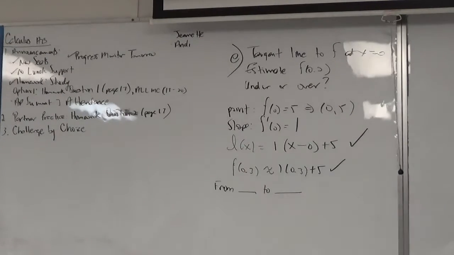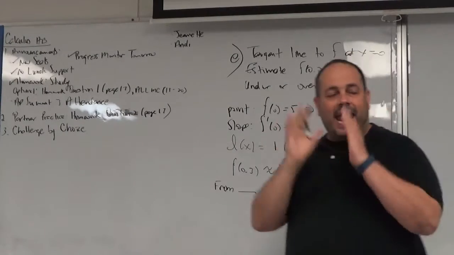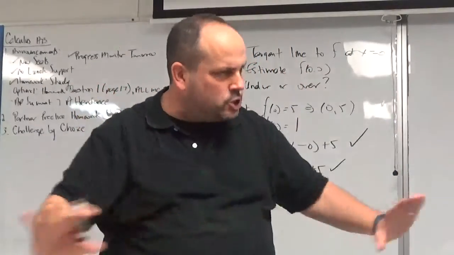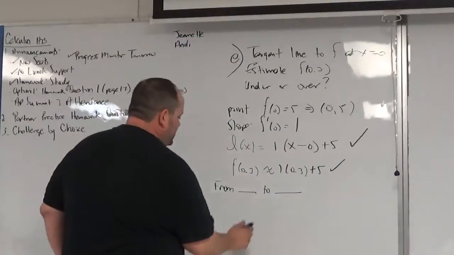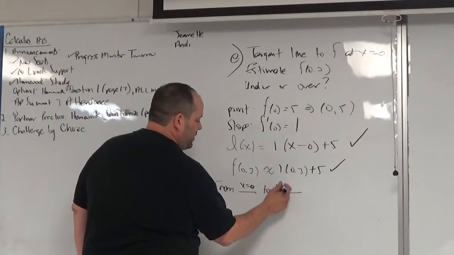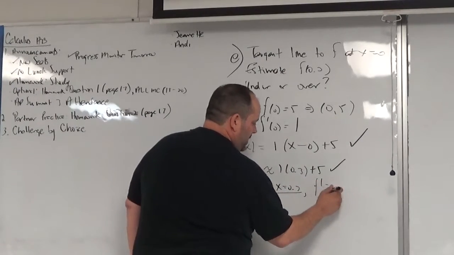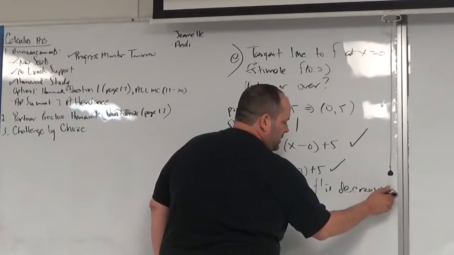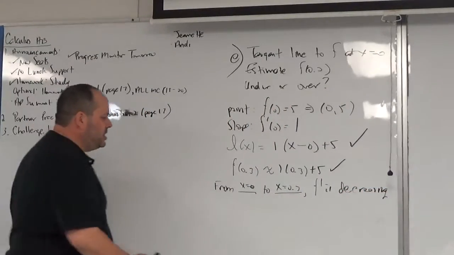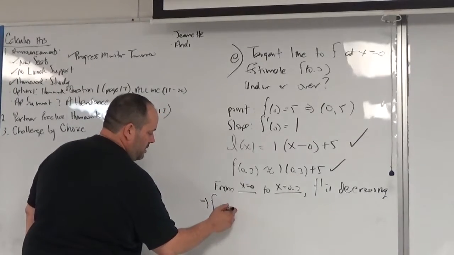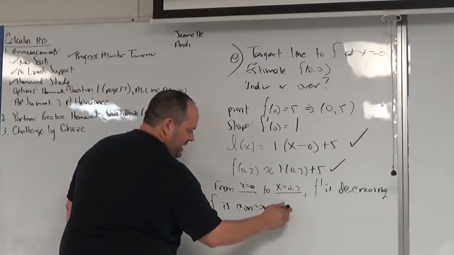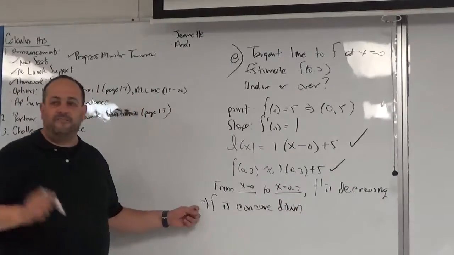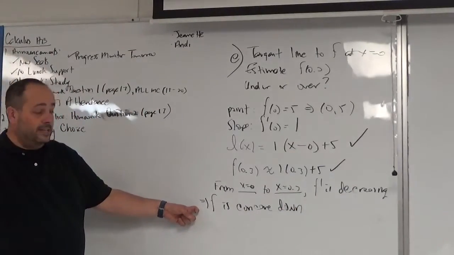What's important is you have to include x equals 0, because that's your point of tangency, and 0.3 because that's what you're estimating. Any interval containing those points is good. So if you want to say from x equals 0 to 0.3, f prime is decreasing, is that true? Yes. So what does that mean about f? F is concave down. F is concave down, Rubio. What do you know about those tangent lines?